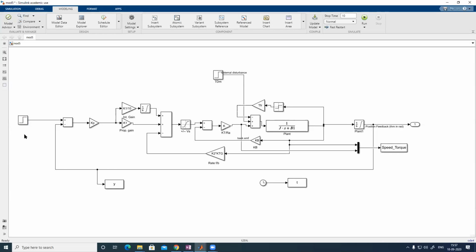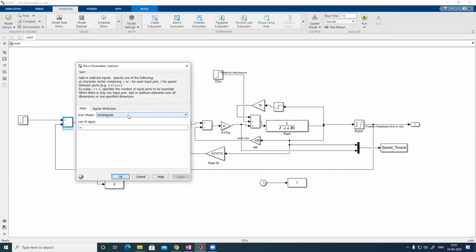So what's the difference between add and sum? Both are the same. There is no difference. Here you are double clicking, it is a rectangle. If you are changing the round, that will be somewhere. The list of signs you can change here and there also.